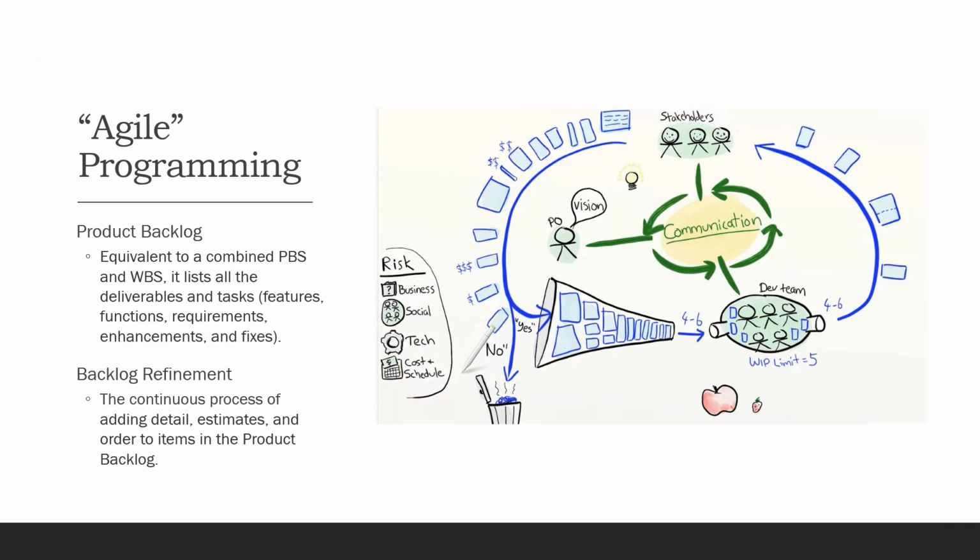In Agile frameworks, the programming process is based around the concept of a product backlog. The product backlog is the equivalent of a combined product breakdown structure and work breakdown structure, in that it lists all the deliverables and tasks to be performed. Then, rather than creating this in detail at the start of a process, there is a continuous process of refinement where detail, estimates, and order are added to the items in the product backlog.